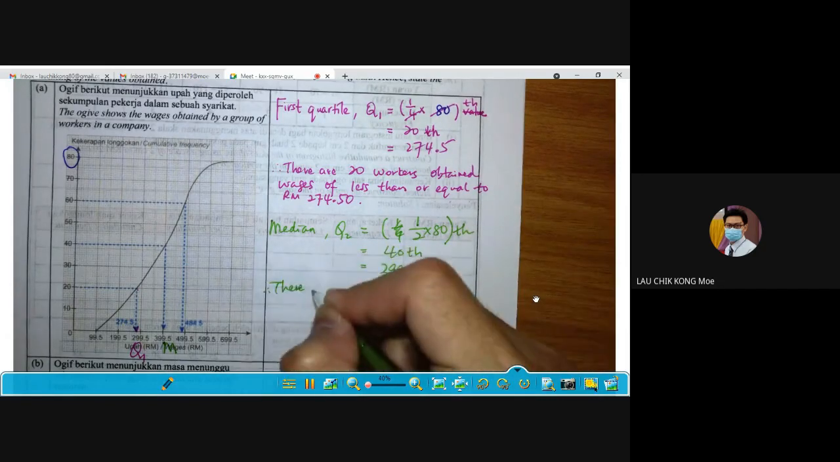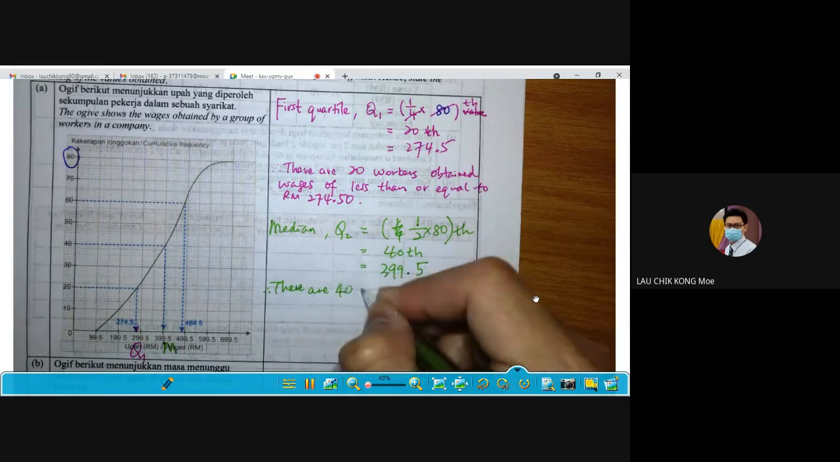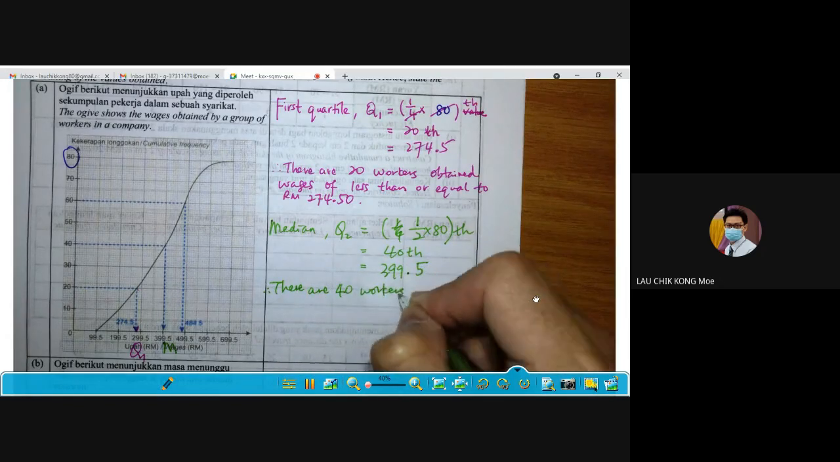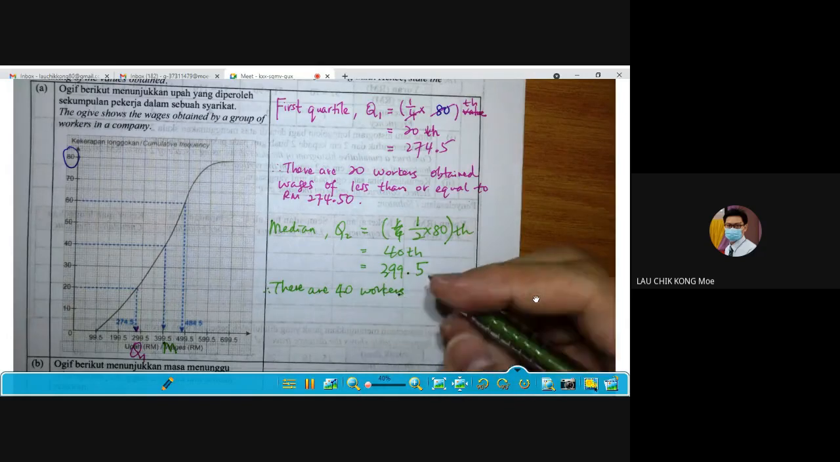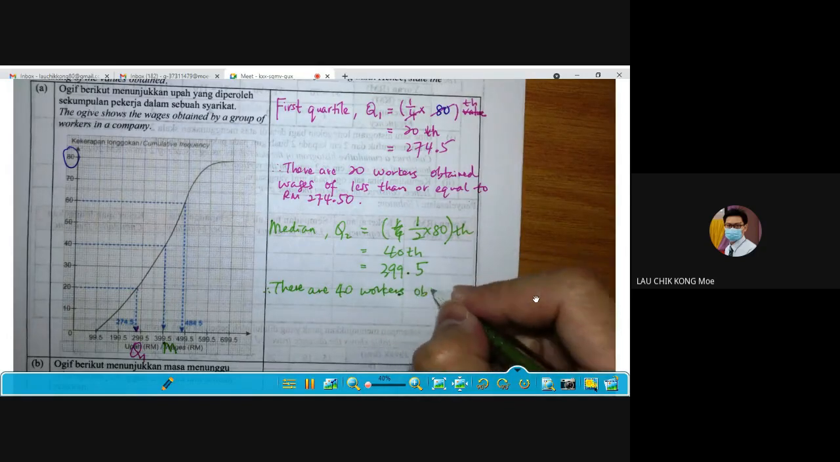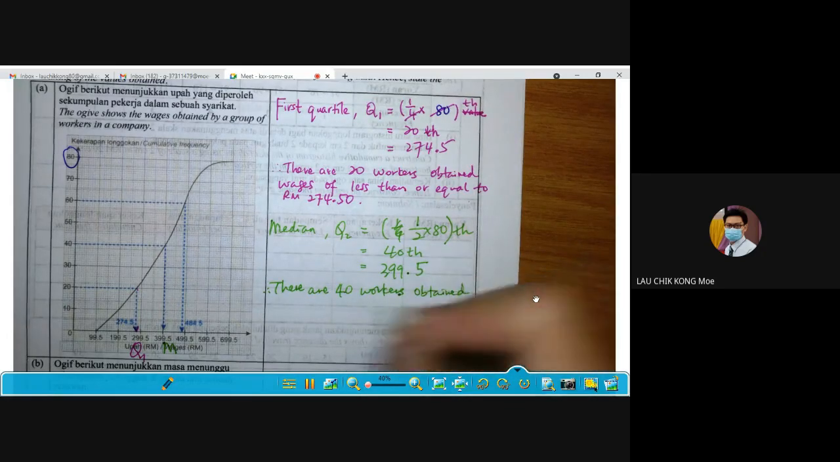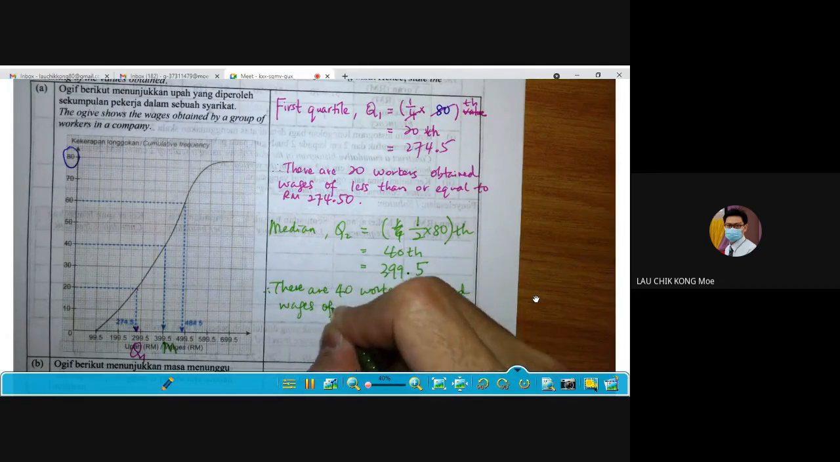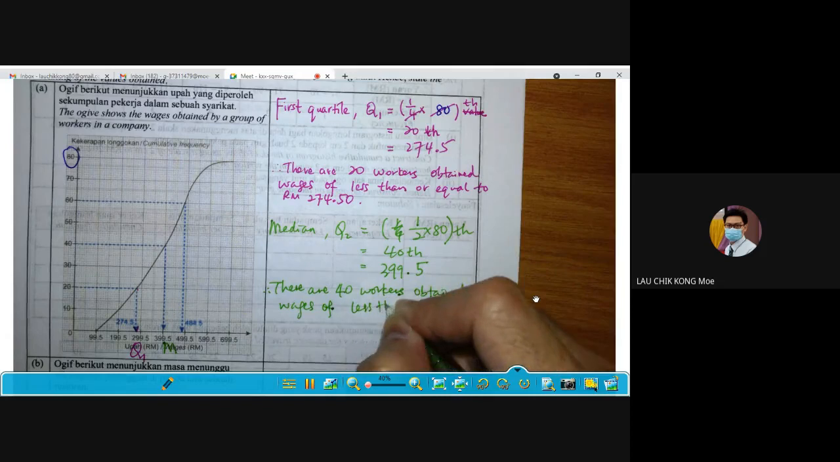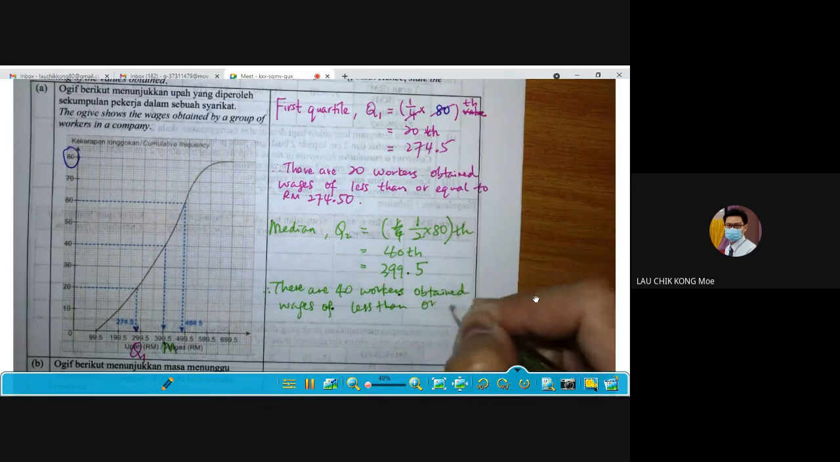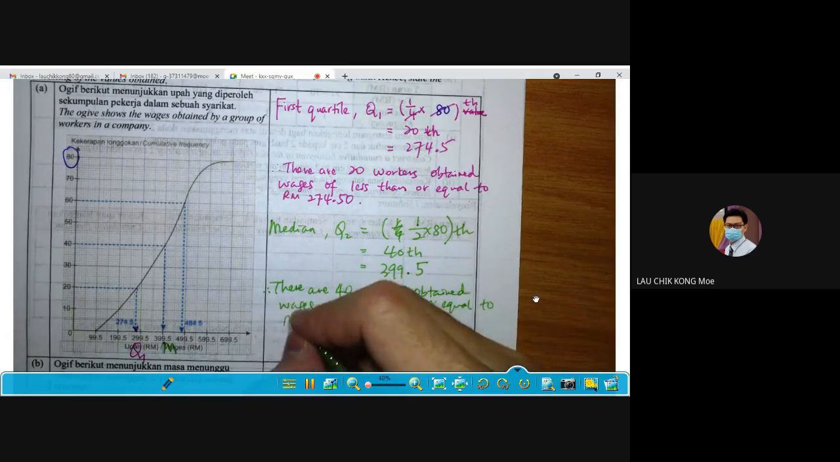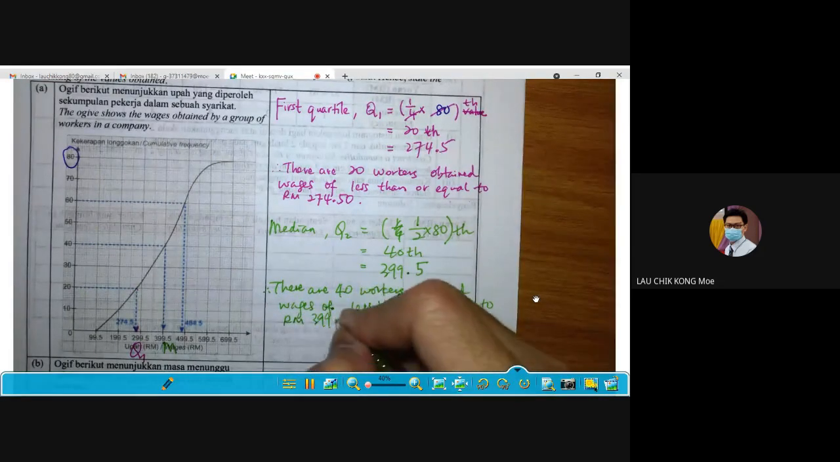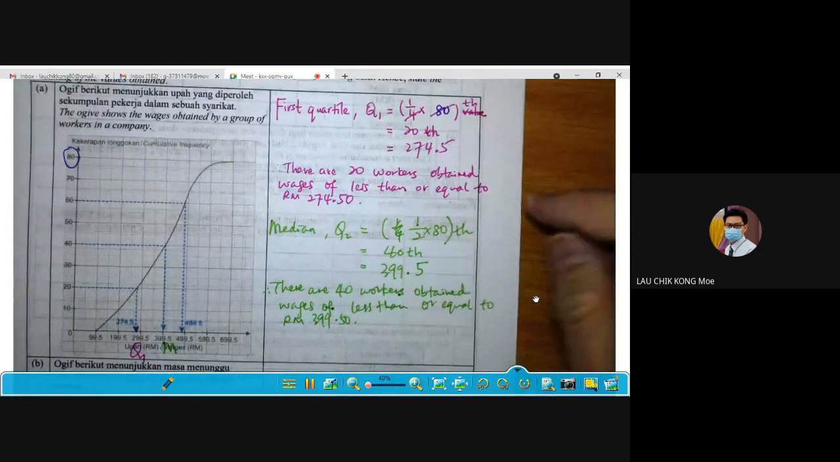Therefore, there are 40 workers. Okay, 40 workers obtain wage of less than or equal to berapa ringgit? RM399.5. Okay, 399.5.